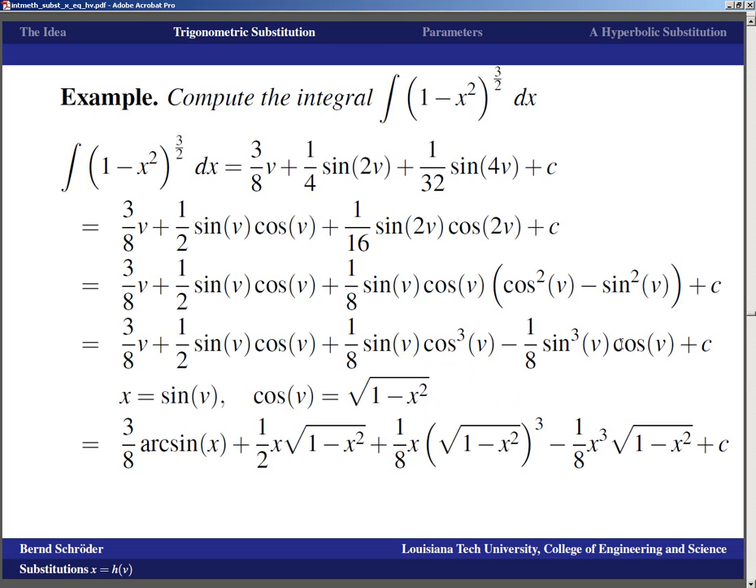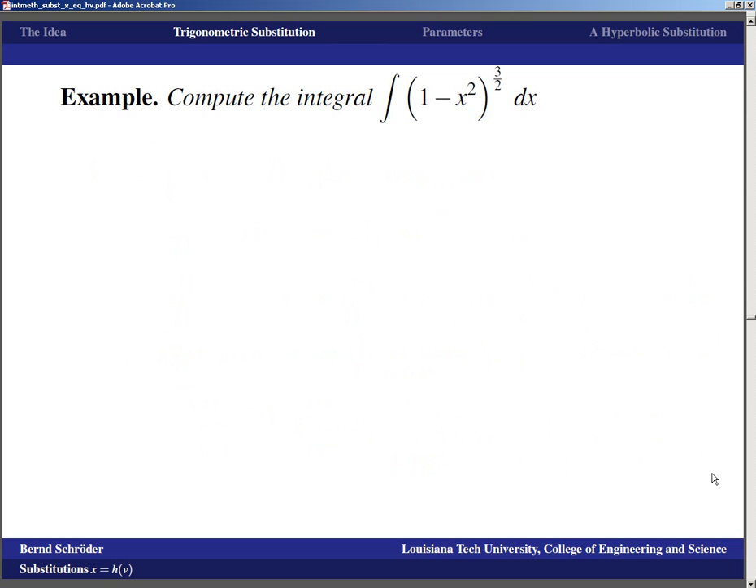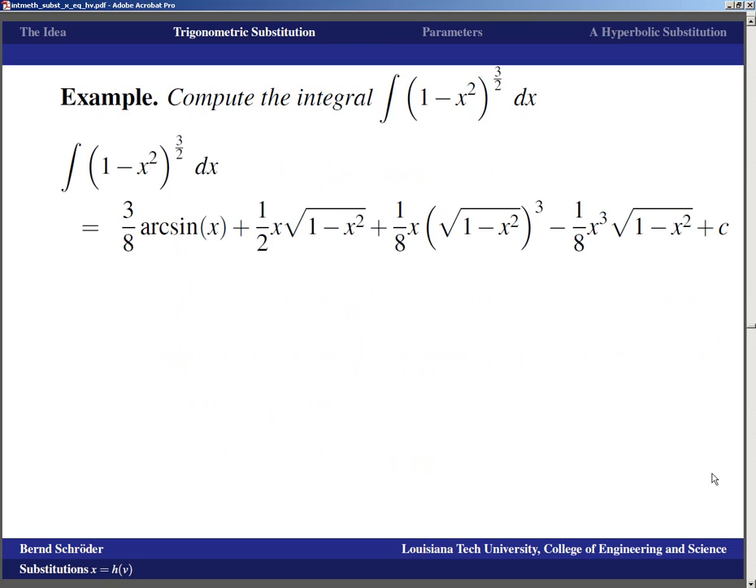And 1/8 sine cubed v cosine v, well, that's minus 1/8 here. Sine cubed is x cubed. Cosine v is the square root of 1 minus x squared. And we've got that here, and then we've got the plus c. And, well, then that ought to be it, right? I'm just writing it down here. That's just copying it across.